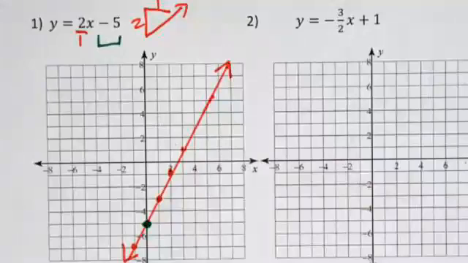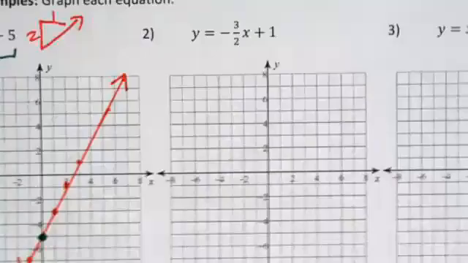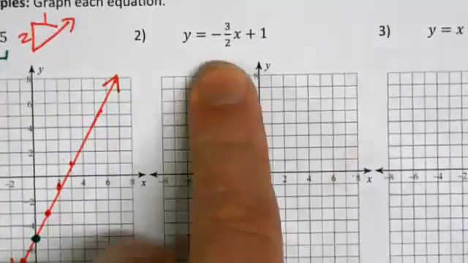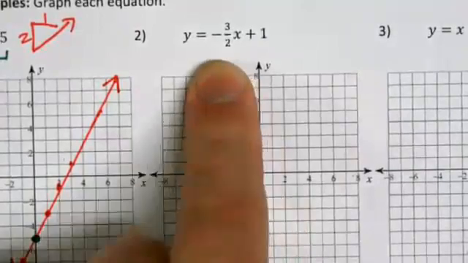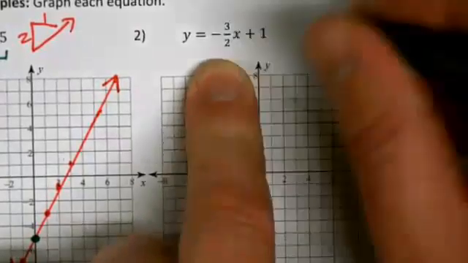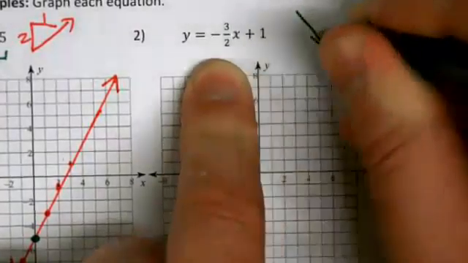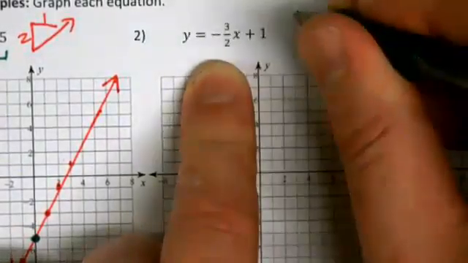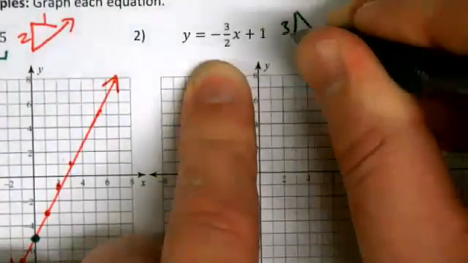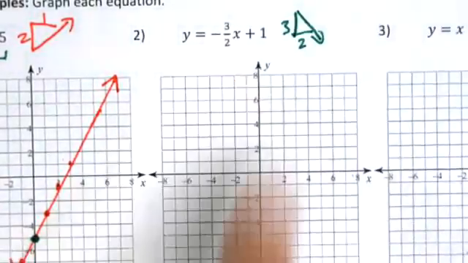Fantastic. All right, next one. Now this one is a fraction in front of the x, so I know that my slope is going to be negative, and I am going to just sketch that off to the side to remind myself that's going to be negative. This time when I do my slope triangle, I'm going to count down 3 and over 2.